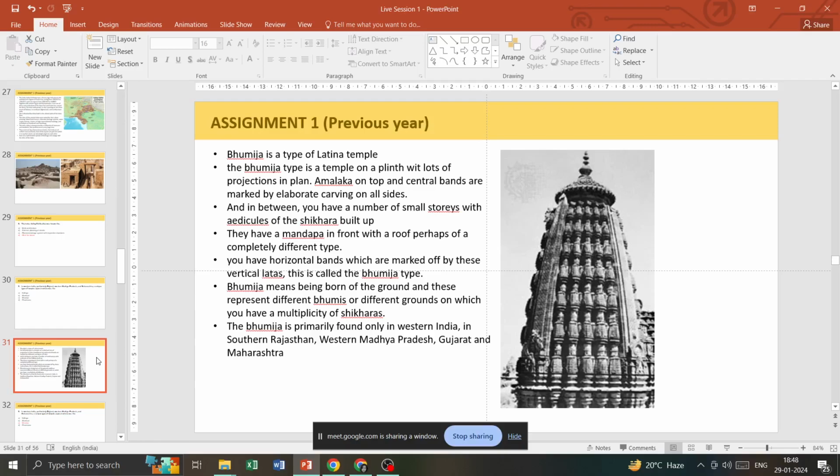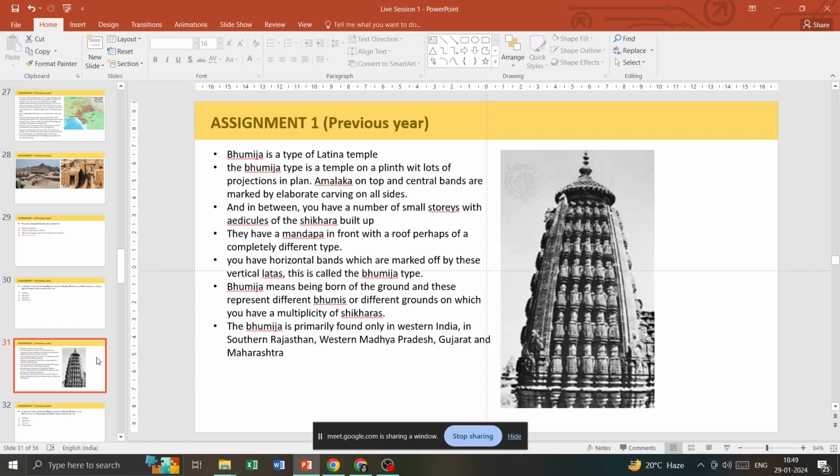There used to be a mandapa in front of the main sanctuary or the Garbhagriha, and it was not necessary that the mandapa would have the same style of shikhra or the same style of roof; it can be of any style. And you have horizontal bands which are marked by vertical latas. You can see very clearly that there are different latas going from top to bottom on the corners, and you see horizontal bands of different stories of different shikhras.